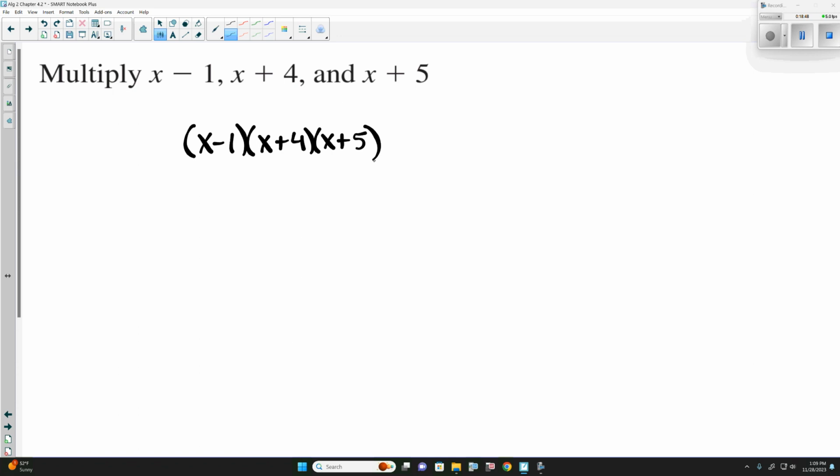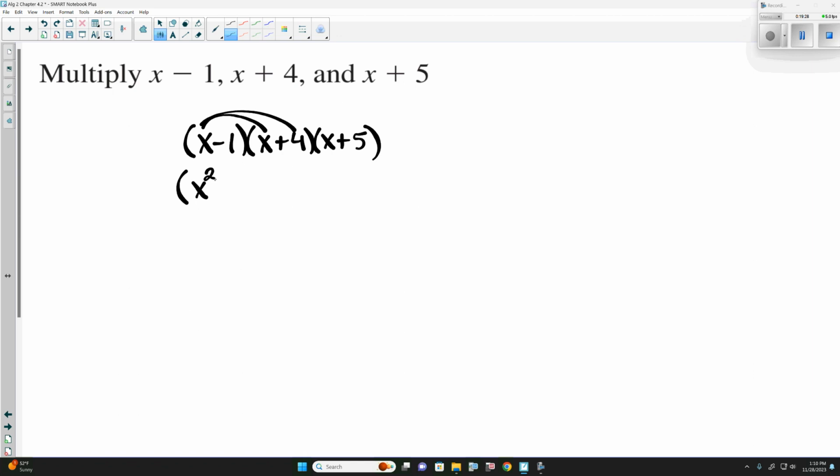Now, when we multiply three things together, it's not a whole lot different than multiplying two. It's just that we have to pick which ones we want to multiply first. I can either do the x minus 1 and x plus 4 first, or we can do the x plus 4 and x plus 5 first. Or if we wanted to, we could multiply the x minus 1 and x plus 5 first, and then multiply the x plus 4 second. Most we'll just do the first two here. And we can do that first. We can multiply the x minus 1 and x plus 4 first.